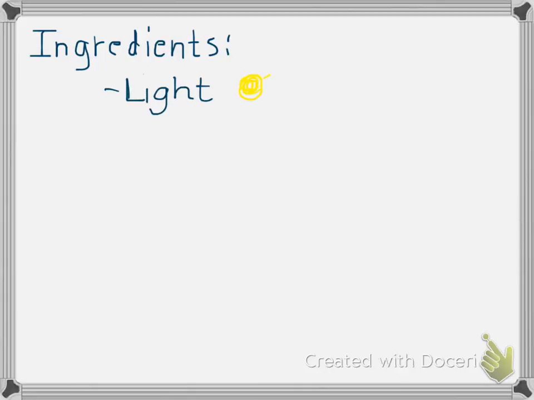So, on your page, write down the word ingredients. And then the first ingredient we said plants have to have is sunlight. Remember that plants use the energy from the sun to break apart and rearrange the rest of the ingredients in order to make their food, the sugar that they're making.